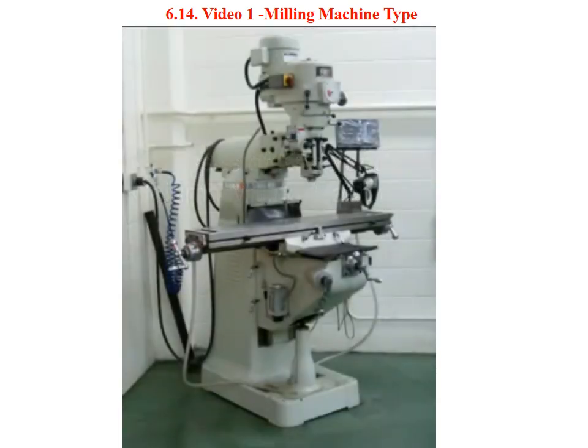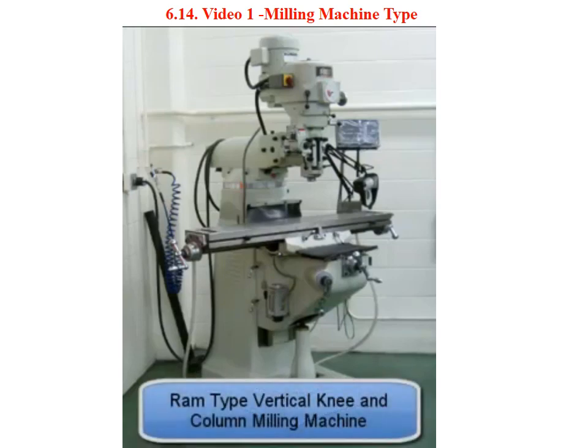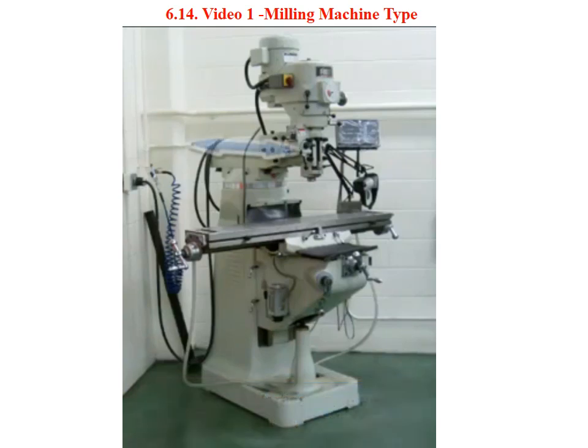There are four types of knee and column milling machines that are likely to be found in the machine shop: the ram vertical, the standard vertical, the plain style horizontal, and the universal style horizontal. Shown in the picture here is the ram type vertical, often referred to as a Bridgeport style. This milling machine has a lot of versatility. It has a ram on the end of the column that will extend and retract towards and away from the column and also swivel around the column. It has a milling head on the end of that ram which will tilt towards the column or away from the column and also tilt around the column.